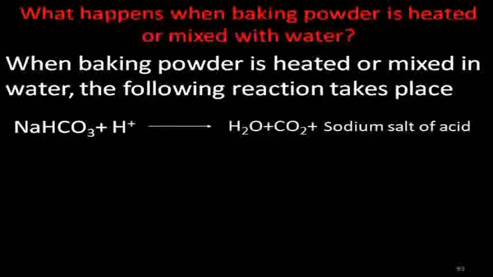What happens when baking powder is heated or mixed with water? When baking powder is heated or mixed in water, the following reaction takes place. NaHCO3 plus H plus gives H2O plus CO2 plus sodium salt of acid. So when we heat baking powder, already I have told you how baking powder or baking soda is decomposed to water, carbon dioxide and sodium carbonate, that is washing soda. That is what is given here as sodium salt of acid.